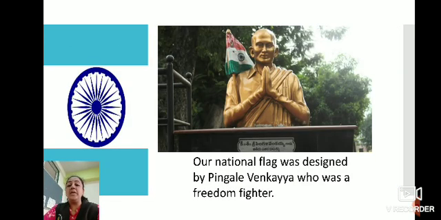Now here in this picture you saw the Ashoka Chakra, which has 24 spokes. Now can you tell me who designed our national flag? Yes, our national flag was designed by Pingali Venkayya, who was a freedom fighter. So he is the man who designed our tricolor or our Tiranga.